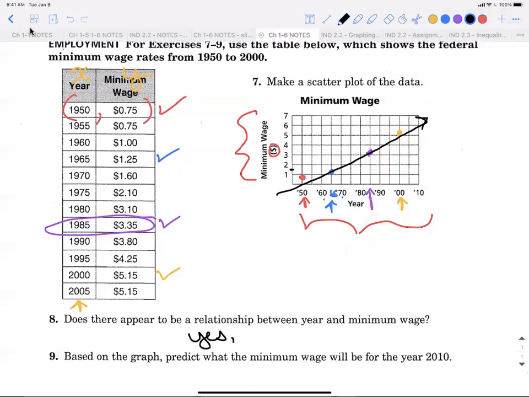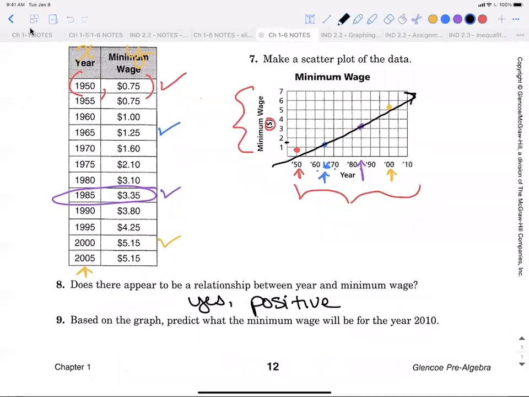Anytime you describe a relationship, is it positive or negative? It's going uphill. My years get bigger, my minimum wage gets bigger. So it's positive, because they both increase. And then it says, based on the graph, predict the minimum wage in 2010. Well, here's 2010 right here. So to predict, again, I'm going to go up, I'm going to intersect my line, and then I'm going to go over and predict that in 2010, it's going to be $6 an hour.